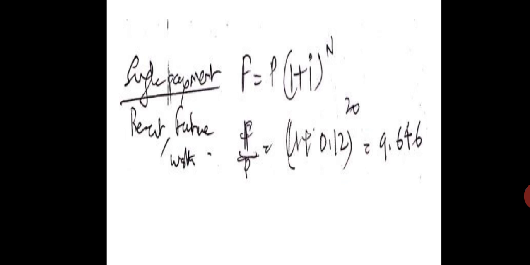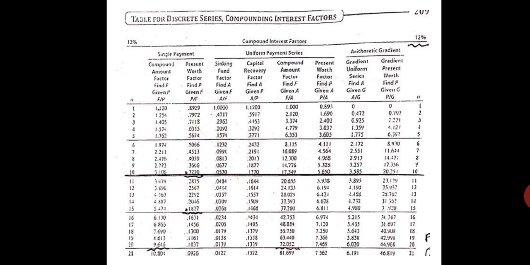So here F by P is equal to 1 plus I, that is 1 plus 0.12, and N is 20, that becomes 9.646. You can calculate like this. Otherwise you have got this compound interest factor chart. Please see this chart here. This chart is for 12% interest. In the top left side as well as right side it is written interest rate is 12%.